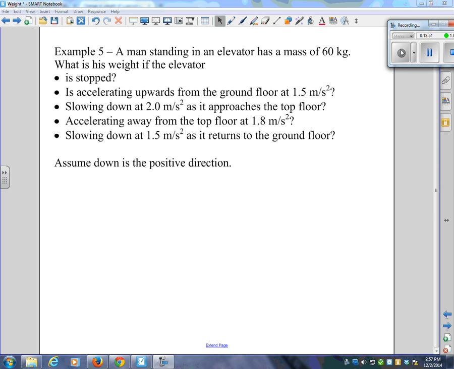All right, let's do some elevator sample weight problems. Sample problem, example number 5. Here we go.